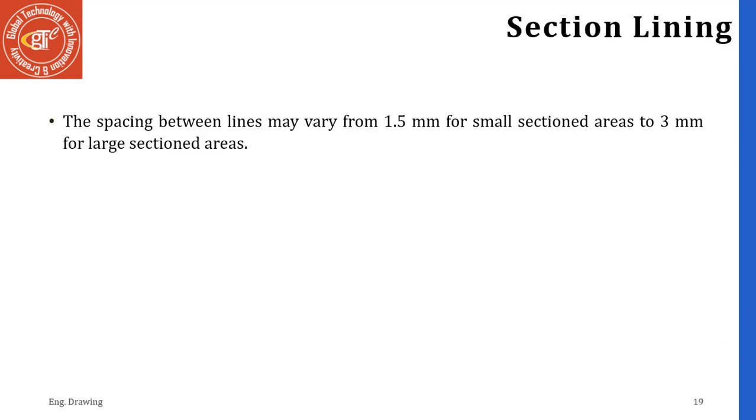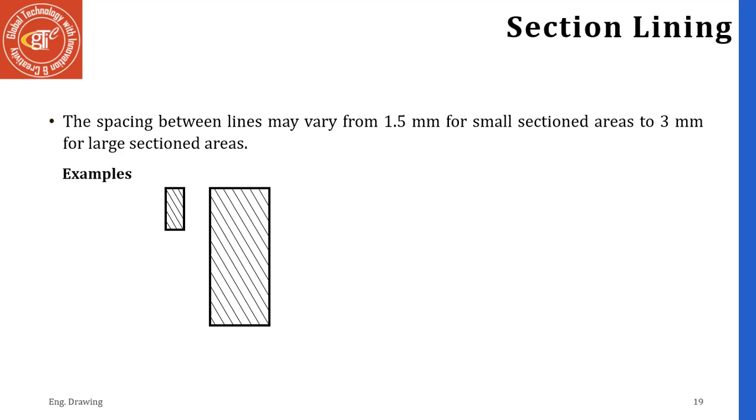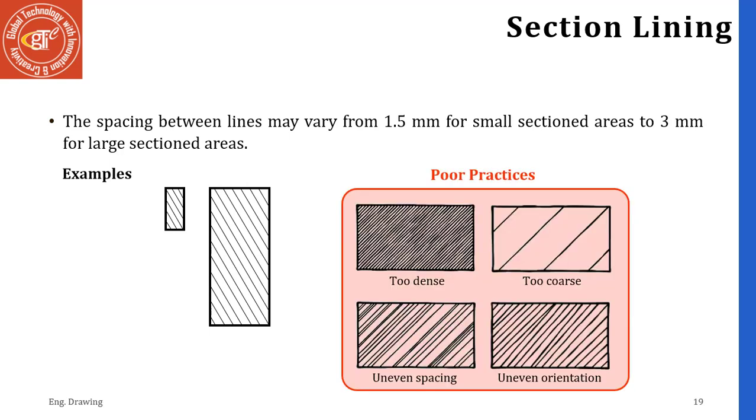Section lining. If the space between the lines varies from 1.5 mm for small section areas to 3 mm for large section areas, then you can use the section lining technique. Here you can see some good examples and here you can see some poor practices. Here too dense a pattern is created. Here too coarse a pattern is created. Here uneven spacing is used. Here uneven orientation is used.